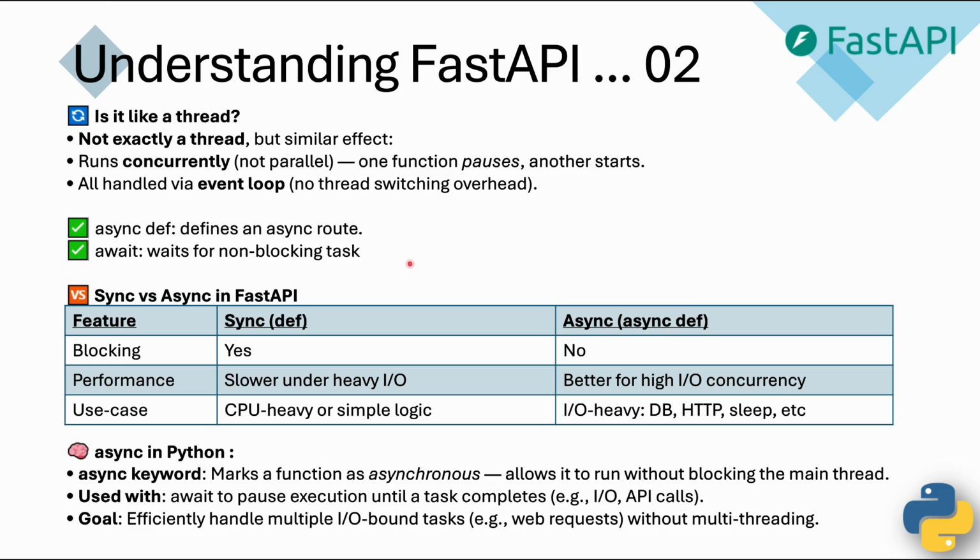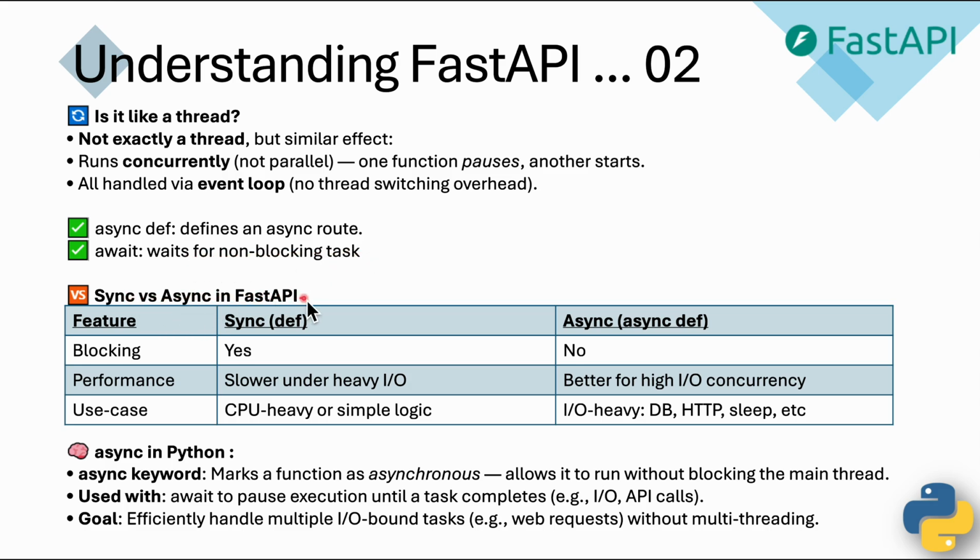Understanding FastAPI again, so it's continued. Is it like a thread? Not exactly a thread, but a similar effect. Runs concurrently, not in parallel. When one function pauses, another function will start. All handled via the event loop. No thread switching overhead. Async def defines an async route. Await waits for a non-blocking task.